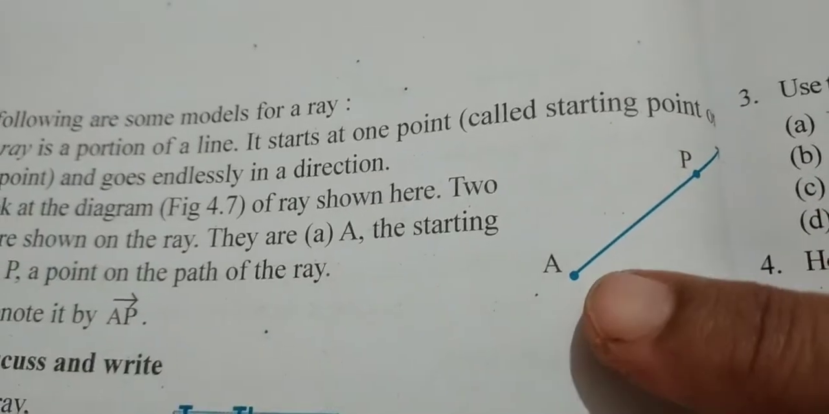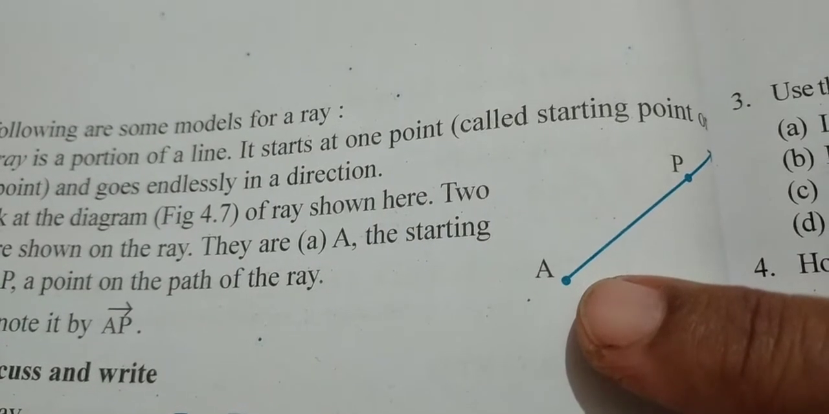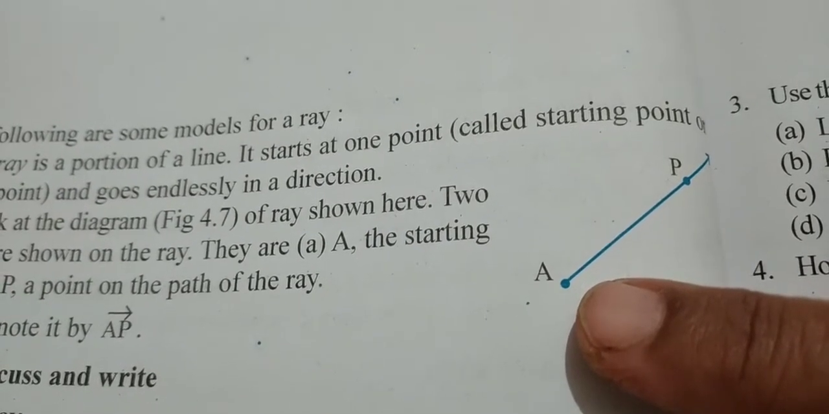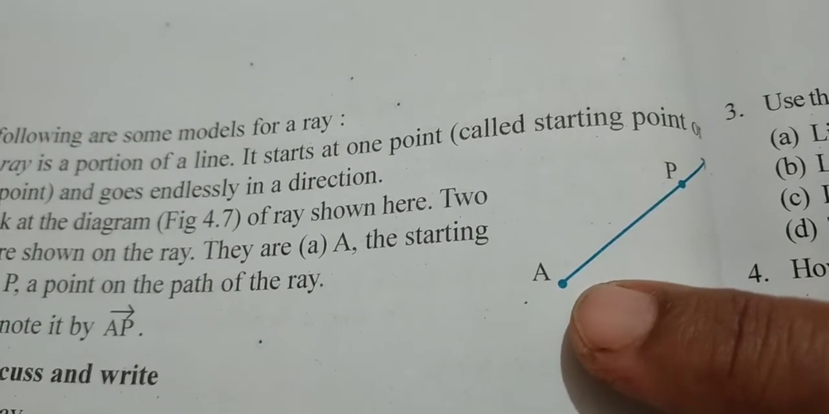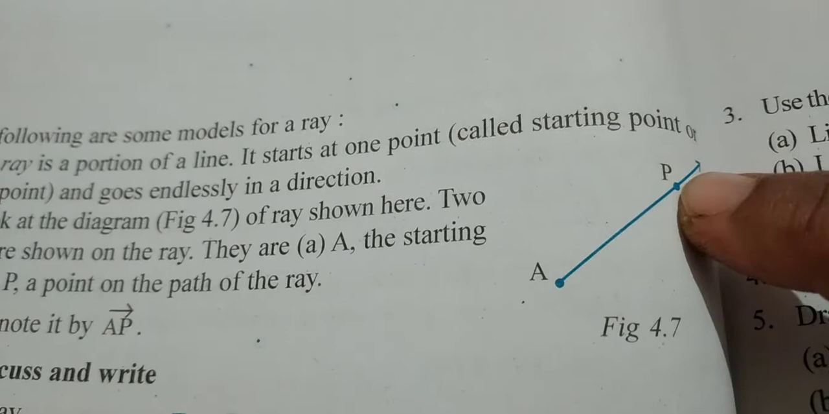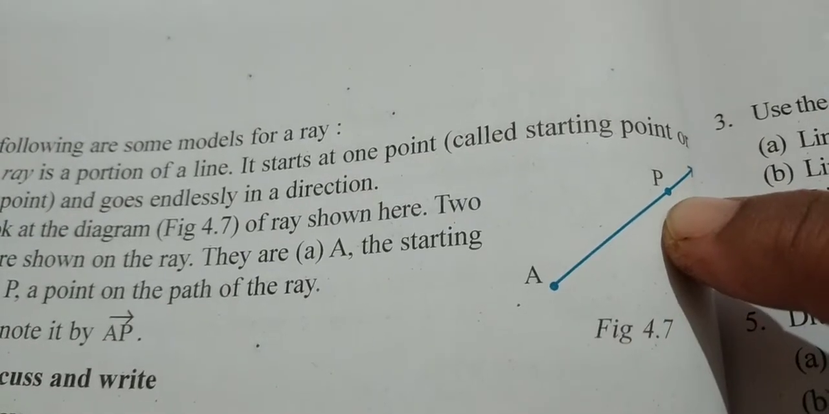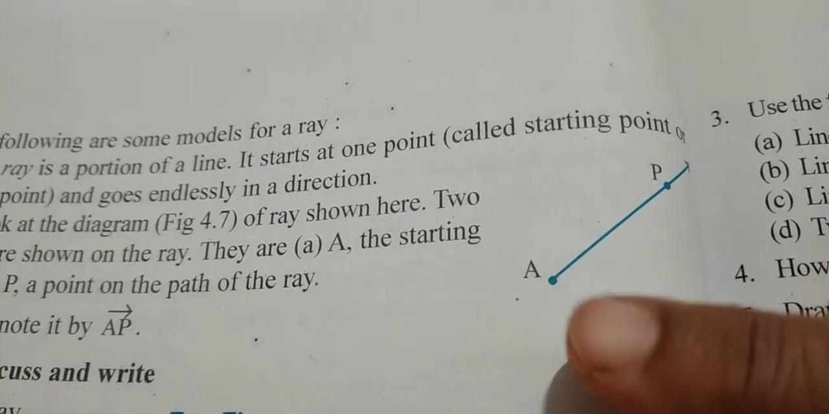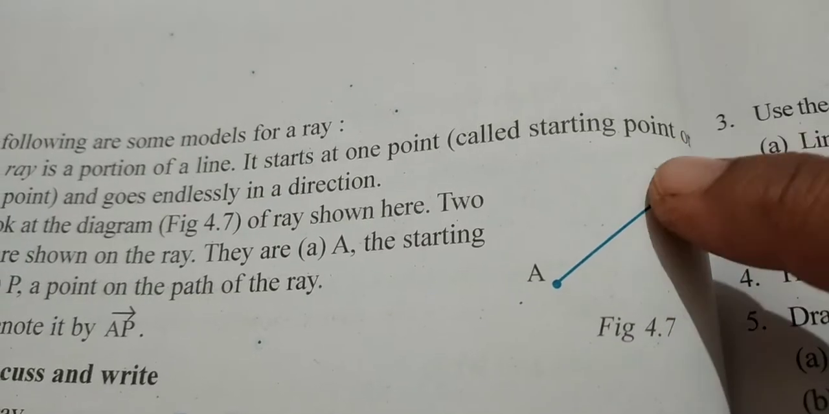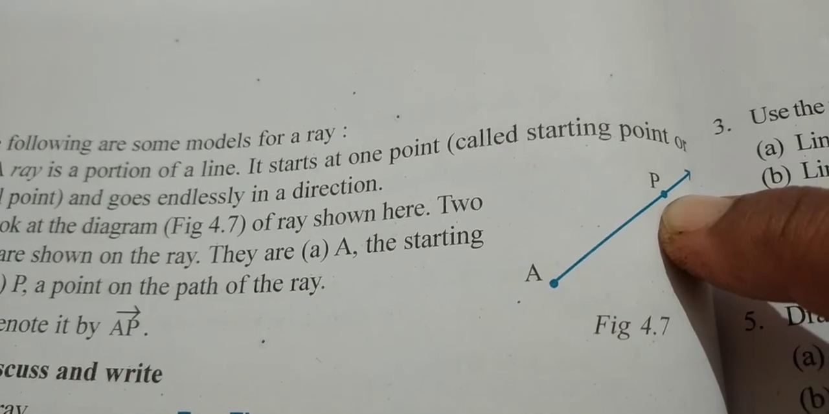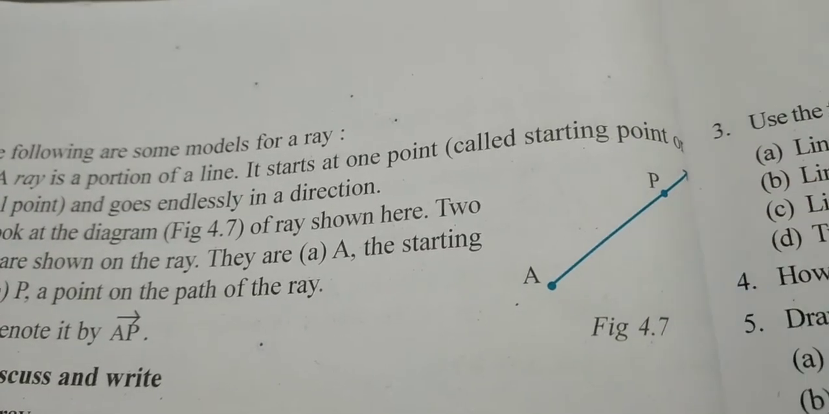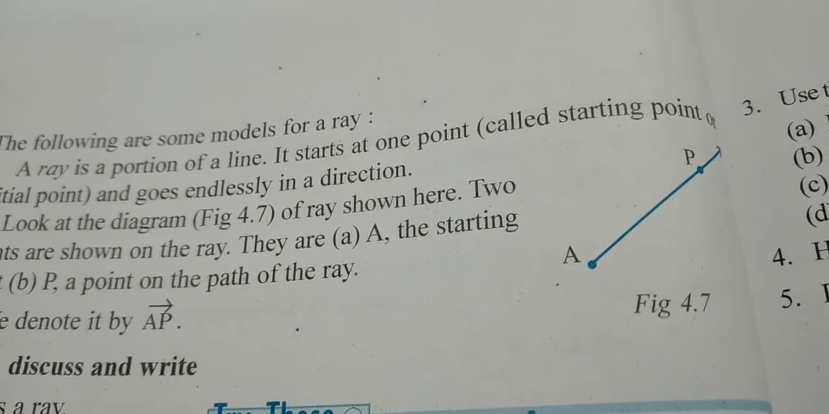Okay, can we read this ray as PA? No, it cannot be read as PA. It has to be started with the letter which is the starting point, AP, ray AP. Ray PA will be different from ray AP. In that case, P has to be written here and A has to be written here. Then only we can say ray PA. Hope it's clear to you.